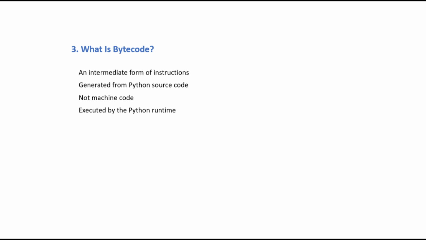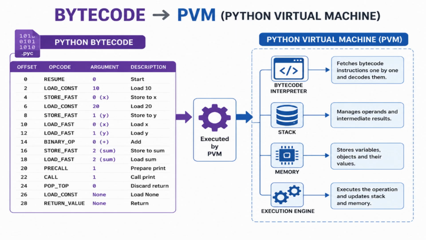Bytecode is not machine code. The CPU doesn't directly execute Python bytecode as native machine instructions. So the CPU doesn't execute this bytecode. Instead, Python uses its runtime environment to execute this bytecode. And this brings us to the Python virtual machine, PVM. The Python virtual machine is responsible for executing the Python bytecode.